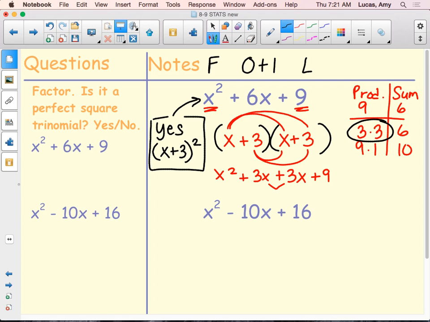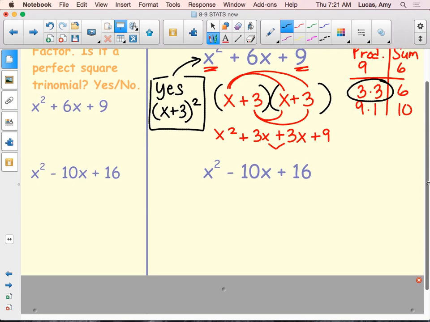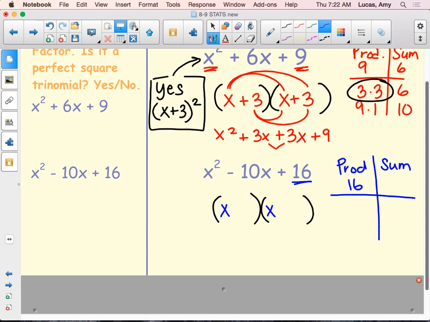Okay, my next one, factoring the same way. X squared is x times x. I need a product this time of positive 16 and a sum of negative 10. So 16 can be 1 times 16, 2 times 8, or 4 times 4. Because my sum has to be a negative, I need both of these to be negatives. A negative times a negative is a positive. So the one that will give me the sum of negative 10 is in the middle. So I need negative 2 and negative 8 in my binomials.